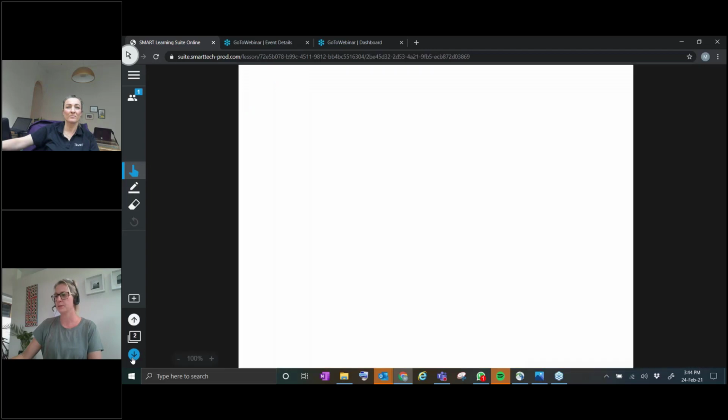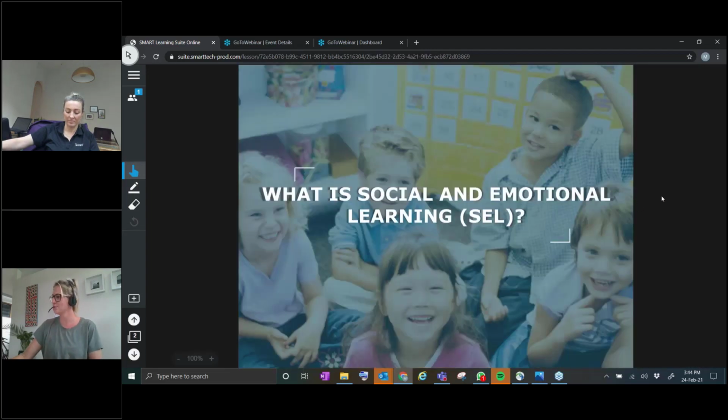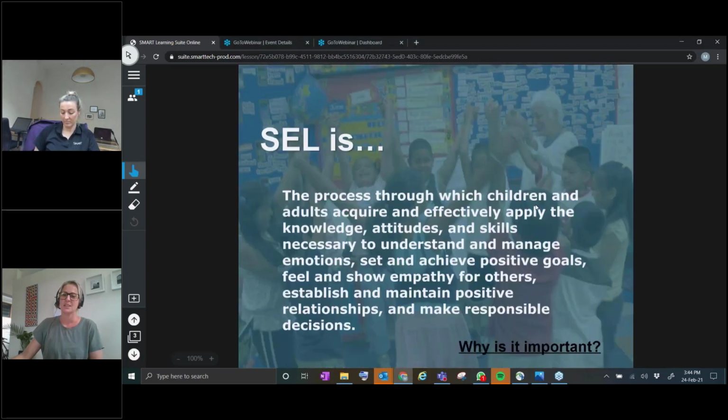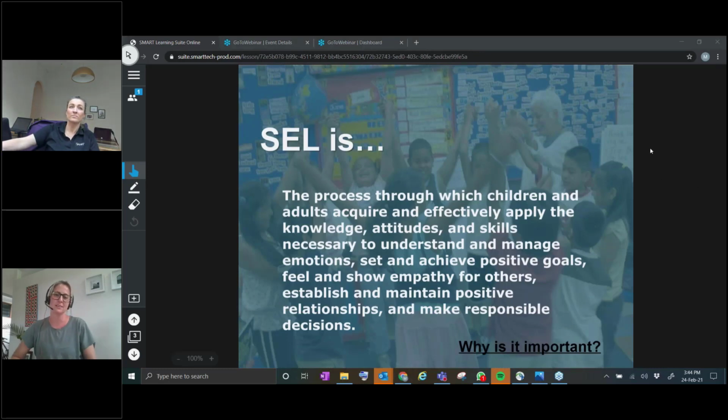Okay, so let's move through to what is social and emotional learning, or as we always have it initialized, SEL. Let's read together. The process through which children and adults acquire and effectively apply the knowledge, attitudes, and skills necessary to understand and manage emotions, set and achieve positive goals, feel and show empathy for others, establish and maintain positive relationships, and make responsible decisions.